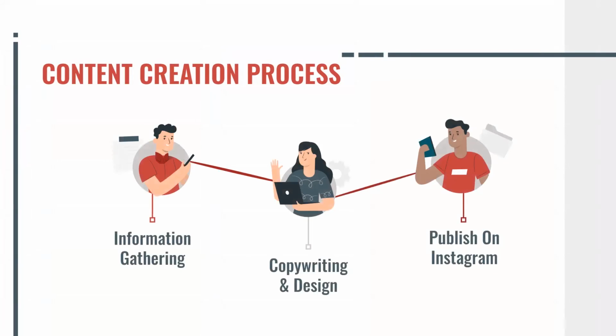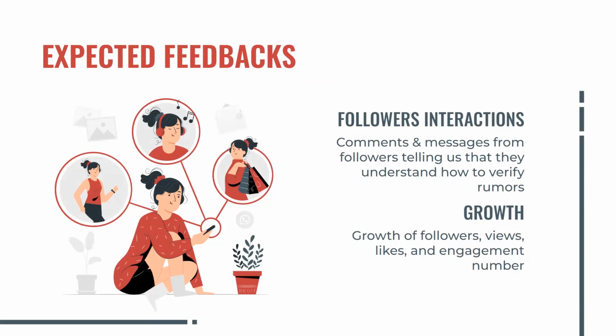Here's our content creation process. For step 1, we try to gather as much information as we could. In step 2, we make the copywriting and the design of the post. Lastly, we upload it on the Instagram page. The engagement we expected was that users would start to comment and message us telling whether they understand how to verify the rumors. The engagement from our growth was listed through the followers increase.